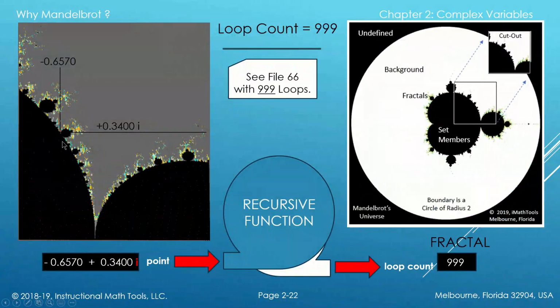All right, now we tried over here a little bit. This is getting real close to the black, but it's still a fractal. I know that because when we fed it into the recursive function, it came out as a 999, which is the highest you can get and not be a set member. So let's see what happened here.